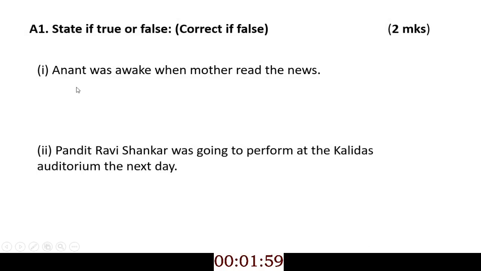The questions. First one, Anant was awake when mother read the news. The second one is Pandit Ravi Shankar was going to perform at the Kalidas auditorium the next day. So let me know if you think they're true or false. If you think that they're false, you've got to rectify. I will join you in some time. Do it properly.